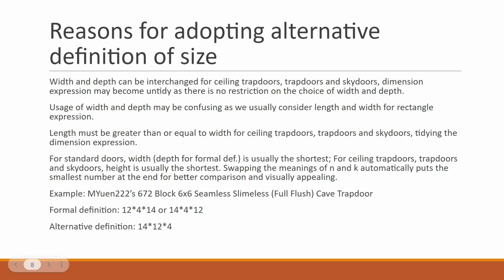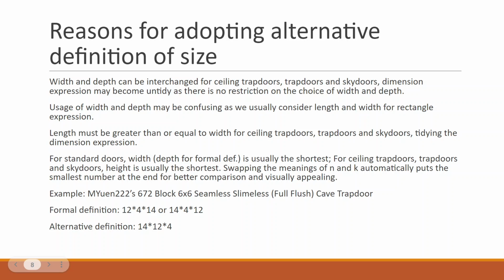And for standard doors, width, which corresponds to depth in the formal definition, is usually the shortest. And for ceiling trapdoors and sky doors, height is usually the shortest. Swapping the meanings of N and K automatically puts the smallest number at the end, for better comparison and a more visually appealing result. A great example would be to take one of my doors.